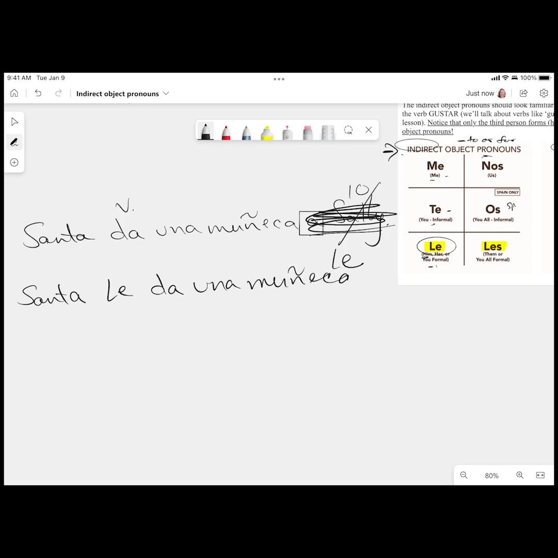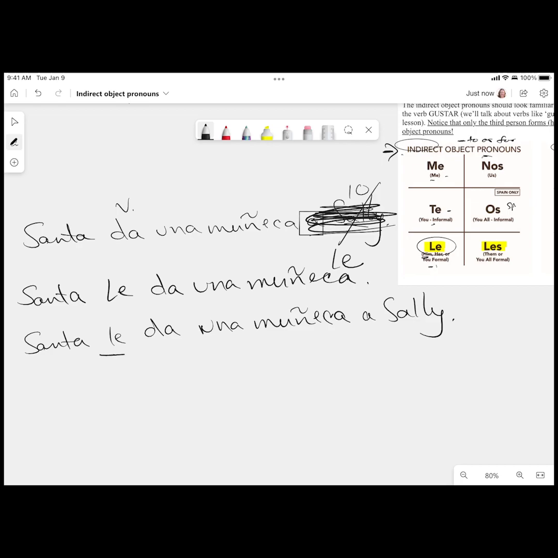Okay, let's talk for a second though. I just crossed out Sally. However, it is acceptable to leave in Sally even though we have replaced her. It's okay to say Santa le da una muñeca a Sally. And does that sound redundant to you? It sounds redundant to me. Let's listen to it. Santa gives a doll to Sally.